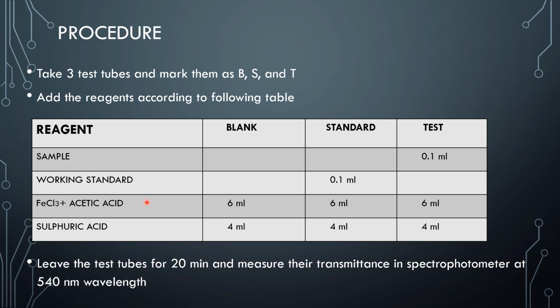Then we'll add ferric chloride 6 ml to all 3 test tubes and sulfuric acid 4 ml to all the 3 test tubes. After adding these reagents and samples, we'll leave these test tubes for 20 minutes and then measure the transmittance in a spectrophotometer for which the wavelength is set at 540 nanometer.